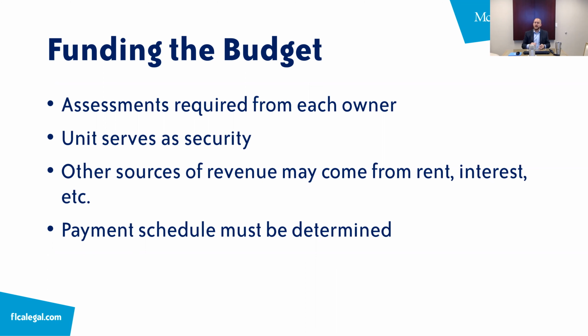What you're doing is, the first thing is, what are our expenses going to be? Let's say you have a $1 million budget. Then you say, we have $1 million of expenses, both for operating and reserves. How are we going to get $1 million? We're going to need to do it through assessments. It's $1 million divided by X number of owners. That's what the annual assessment is going to be. Your payment schedule must be determined as well.